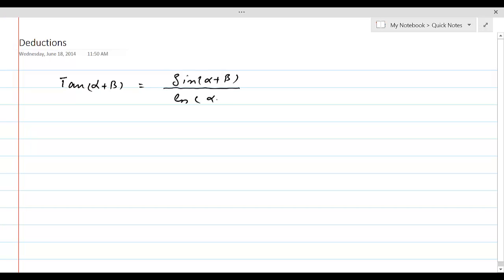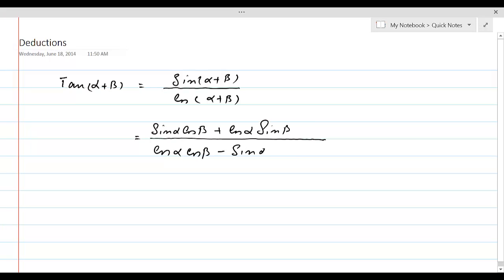So let's write this down, alpha plus beta. And we have just learned the expansions of sine(alpha plus beta) and cos(alpha plus beta). This means sine(alpha plus beta) is equal to sine alpha cos beta plus cos alpha sine beta. And if you look at the fundamental law of trigonometry, this is cos alpha cos beta minus sine alpha sine beta. And just in this corner here, we divide the numerator and denominator by cos alpha cos beta.